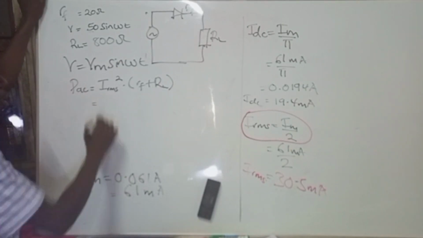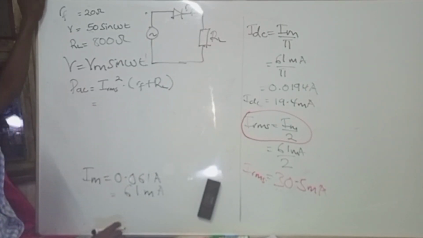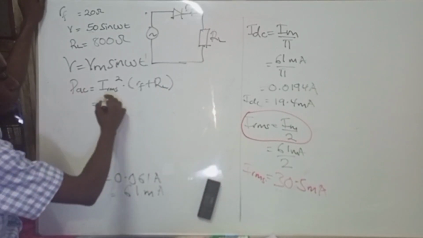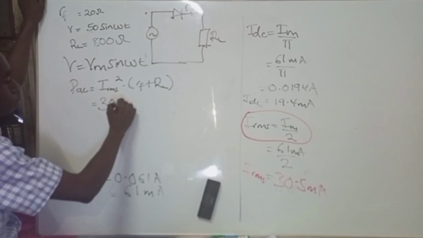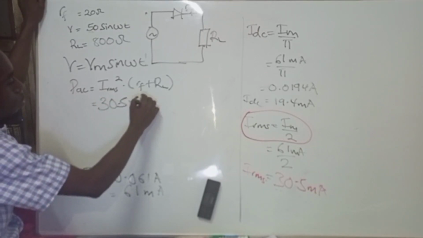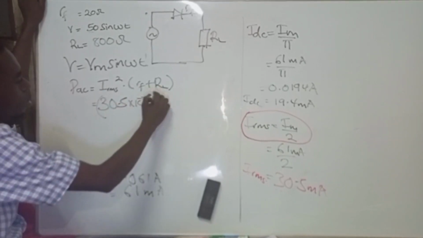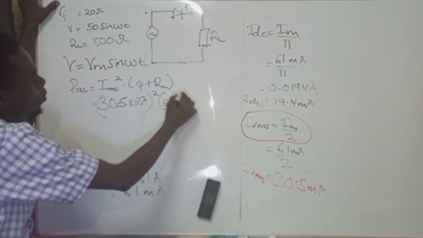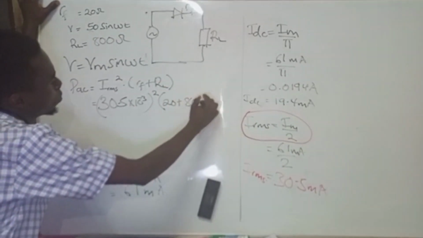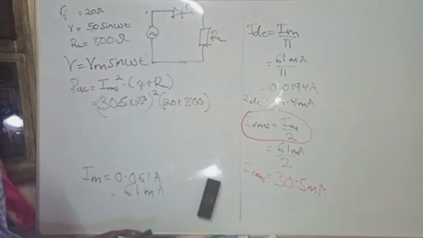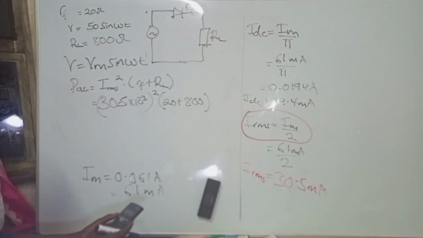So here it is also just a matter of substituting what we got the other side. We got our IRMS to be 30.5 milliamps, so we shall put 30.5 times 10 to the negative 3, squared, times our Rf, which is 20, plus our RL, which is 800. So what is left is pressing those values in the calculator, and we shall have our AC power input.